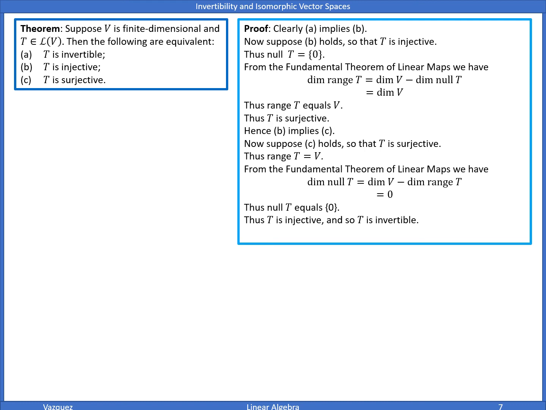Therefore, T is injective, and so T is invertible, right? We showed injectivity and surjectivity, so it is invertible. And therefore, we have shown that C implies A, which completes the proof. So we showed A implies B for free, B implies C, and then C implies A. That's neat. So with operators, invertibility, injectivity, and surjectivity are equivalent.